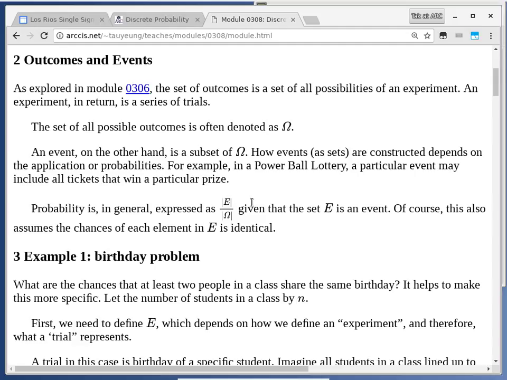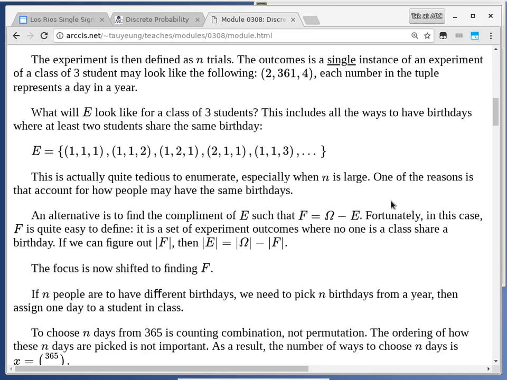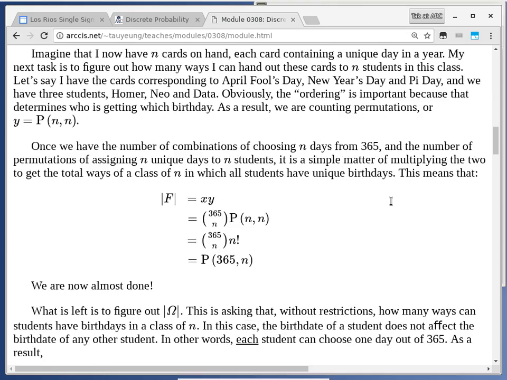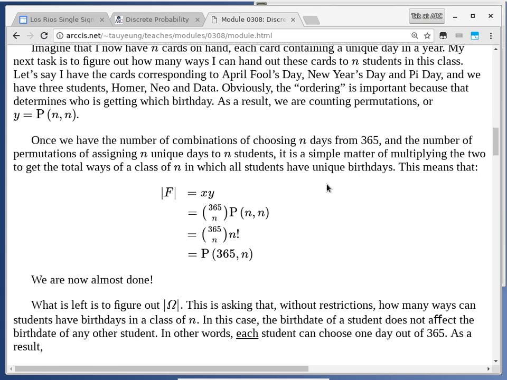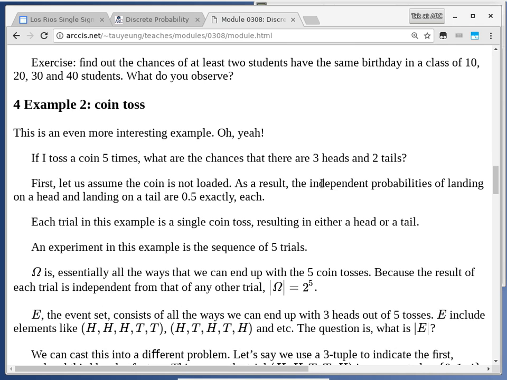Examples. The birthday example was already discussed before. So let's move on. There are different ways to solve the birthday problem. This is one way. In the other class we used the other way. So let's try another one. Let's try tossing coins.